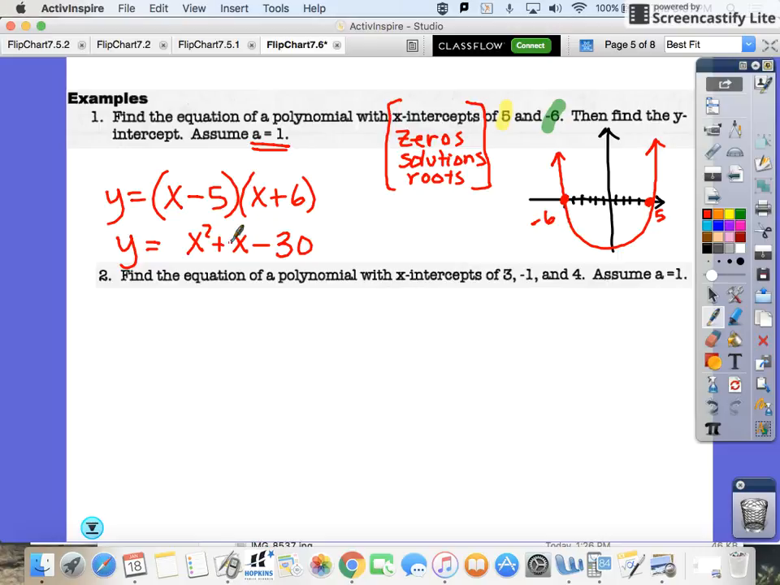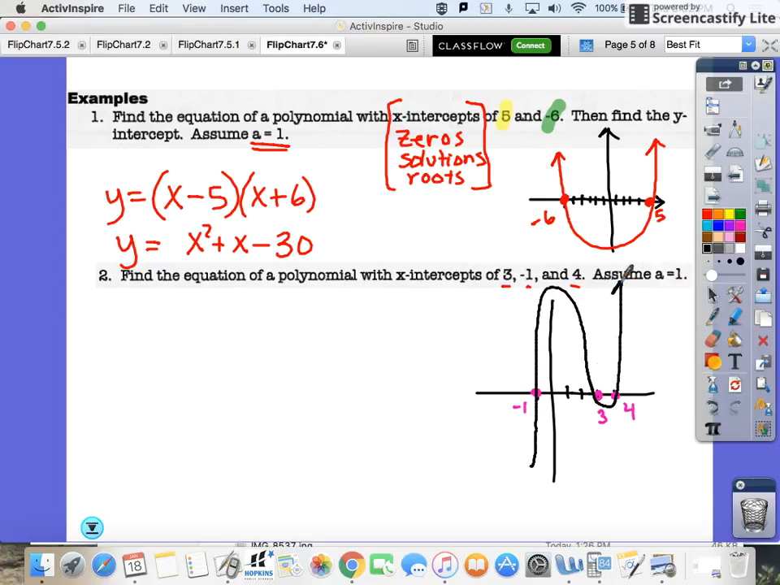So with this one, if you had 3 roots, this is what a cubic graph looks like. So we got 1, 2, 3, 4. We have one solution at 3, one at 4, and then one at -1. So these will look like this. Something like that. It'll look something like that.